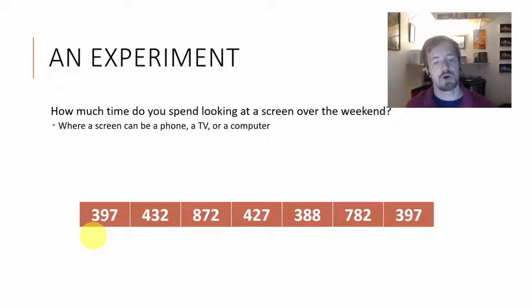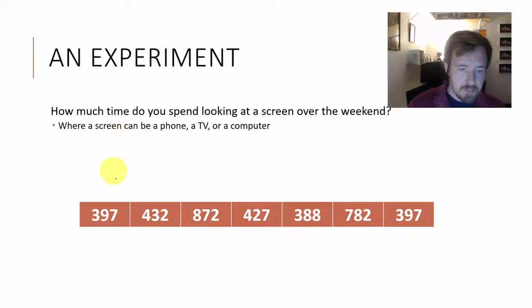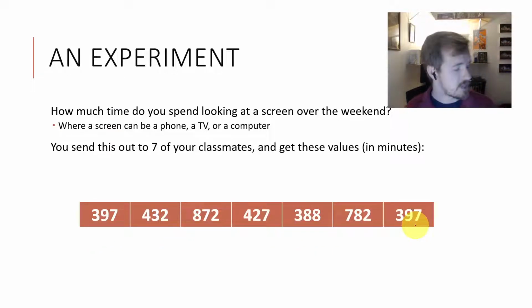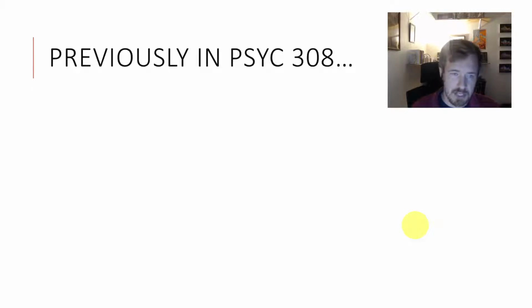So let's walk through a quick experiment. In this experiment, let's say that I ask people how much time they spend looking at a screen over the weekend. This could be a tablet, their phone, their TV, their computer, whatever. So these are 1, 2, 3, 4, 5, 6, 7. So there's 7 separate people who I asked for this. I'm just breaking out my calculator already. So I sent it out to seven people, and they gave us those numbers in minutes.